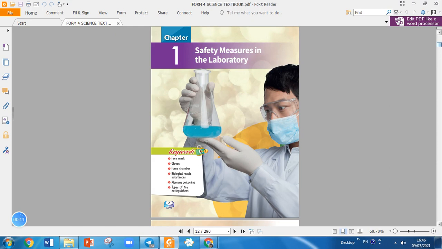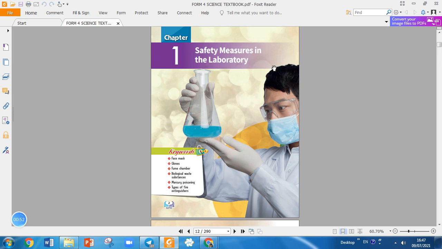I'm explaining Chapter 1 of Form 4 Science KSSM, Safety Measures in the Laboratory. I believe most students in Form 5 especially have already returned their textbook, and they may face difficulties when they have to refer back to the textbook during this pandemic season. So I'm going to use the textbook for Chapter 1 to explain and emphasize the important parts of Chapter 1.